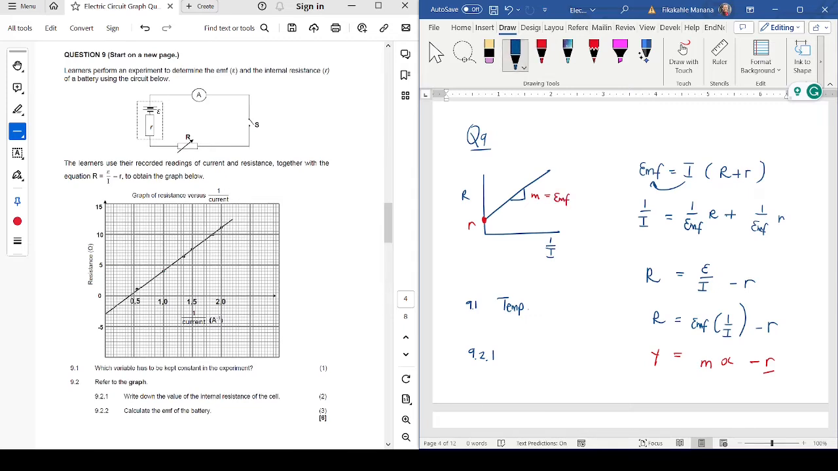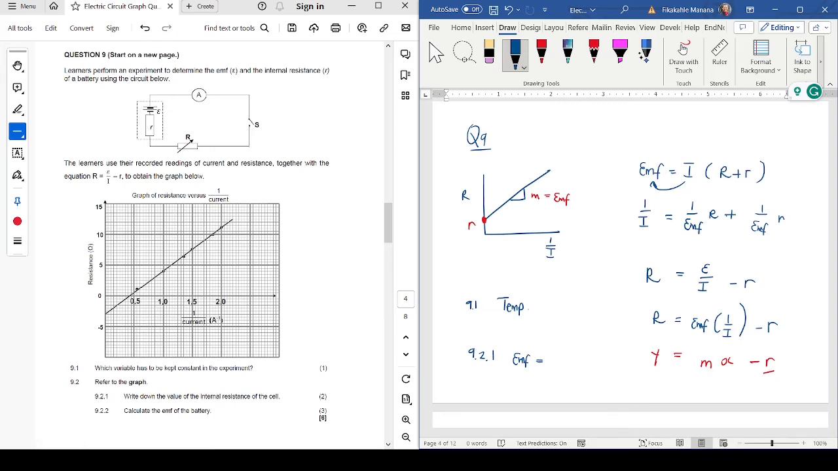So now let's get back to the question. It says calculate the EMF of the battery. What are they looking for? They're basically looking for the gradient in this case. So for EMF, I'm just going to take 2 points that are quite obvious.